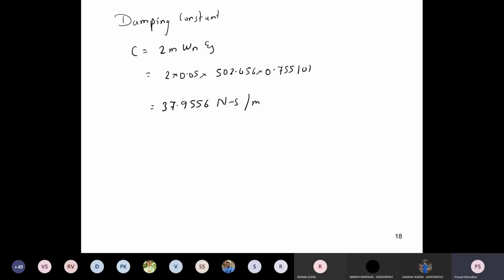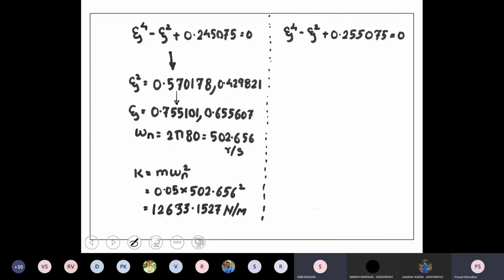Are there any questions? Sir, why didn't you take the other value of zeta? We can take any of the values, 0.6 also. Both the values are equally correct. You can take this value also. But the answer will come different, no? Answer will come different. So your design will be according to this zeta, but it will satisfy the required conditions of the error.